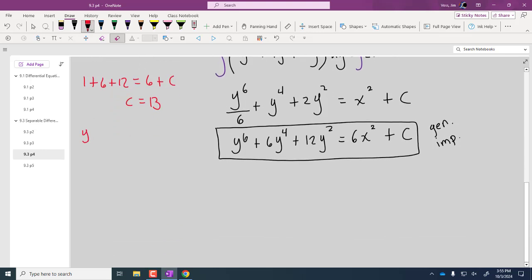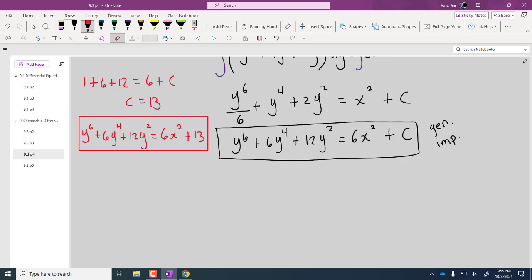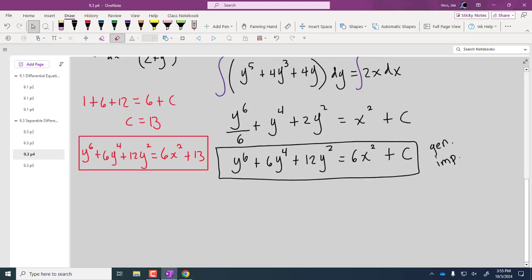So therefore, our particular implicit will look like this. So that's particular and it's implicit. You cannot solve that for y. I dare you to try. That looks painful. Trying to solve that for y is not possible.